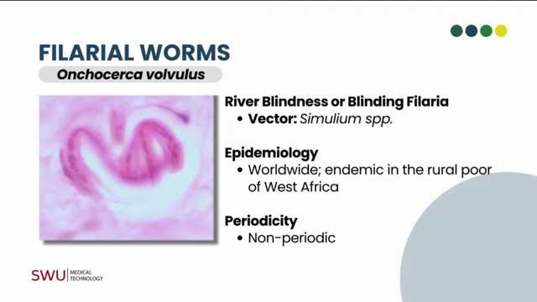Now, it's called a blinding worm because it's considered the second major cause of blindness in the world. So that is how serious Onchocerca volvulus is. It's also called convoluted filaria according to Paniker.